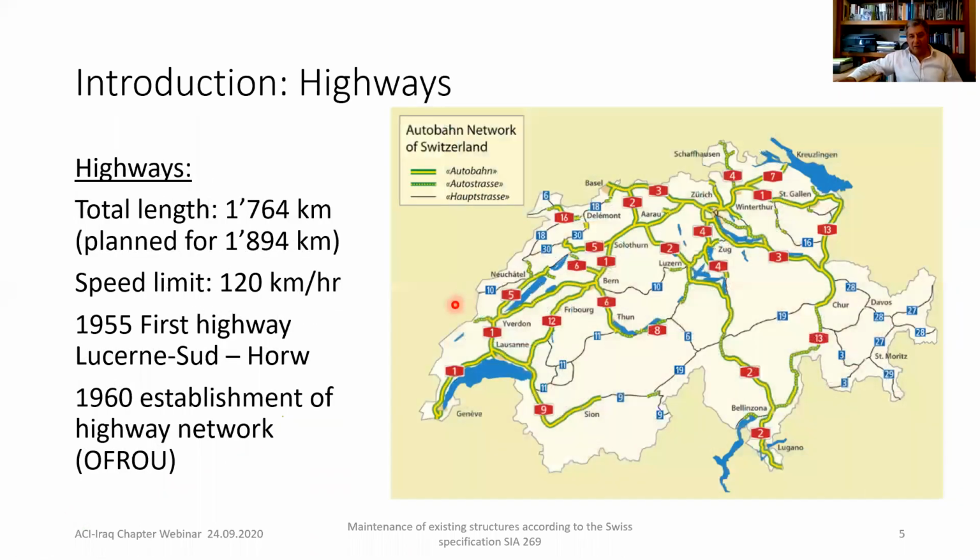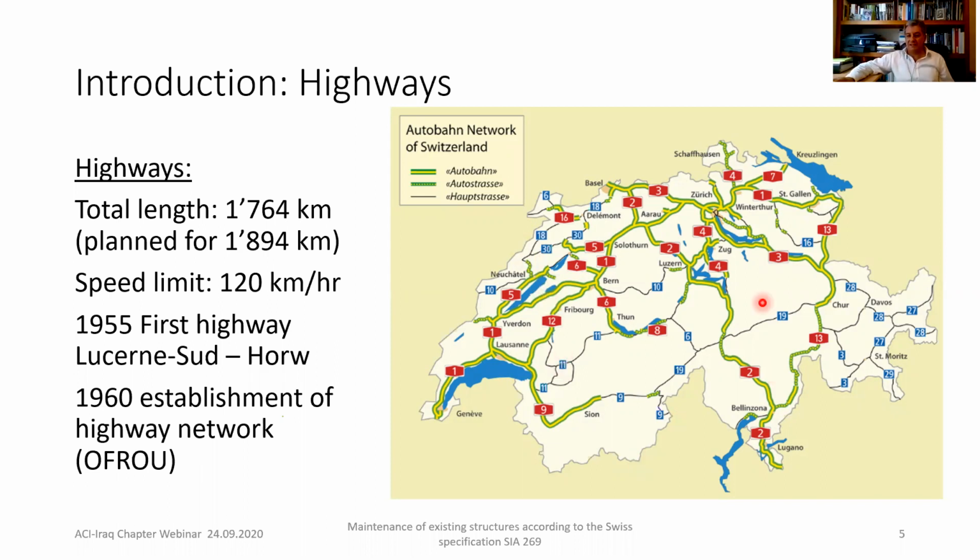For the highways, we now have about 1,700 kilometers. The planned total is about 1,900 kilometers. We have some portions that are not finished yet. For example, the portion of A9 between Viège and Brigue, and some autoroutes, some highways in Grison. A few years ago, the portion of Neuchâtel A19 was finished. They are working on some portions about to finish.